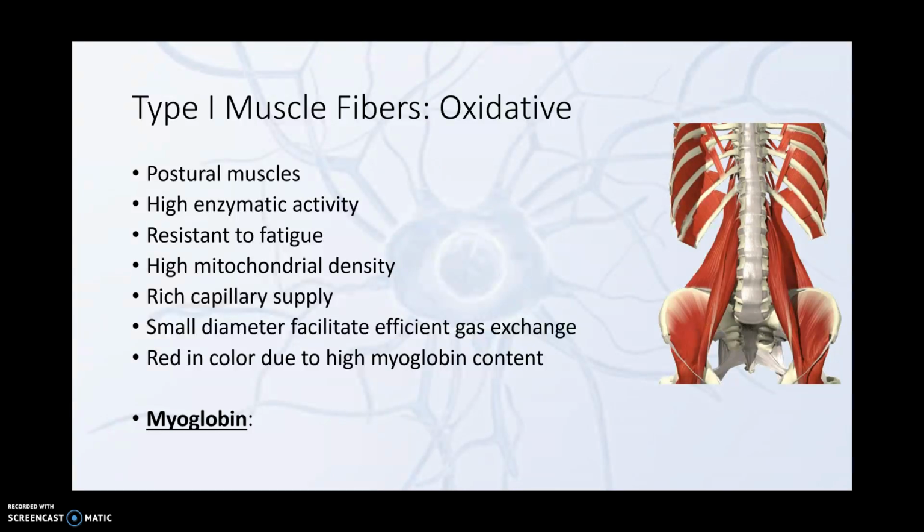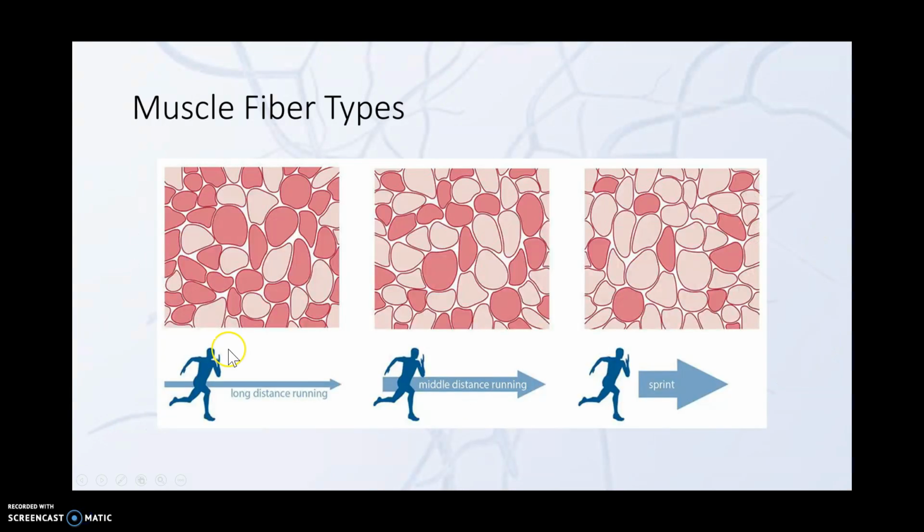They are very red in color due to their high myoglobin content. What is myoglobin? This is a protein which helps facilitate O2 diffusion into the muscle cell. So ultimately this enhances muscle contraction efficiency. So here we have our type 1 long distance. You can see if we were to take a histological sample and look at it under the microscope, we would see heavy red muscle fibers in here because, again, due to the rich capillary supply and the myoglobin content, we will see more red over here.